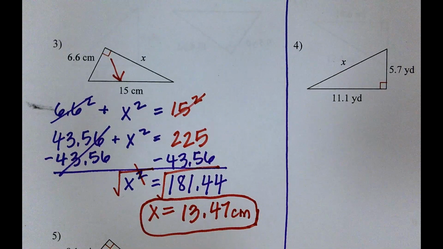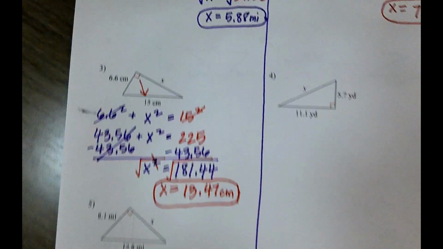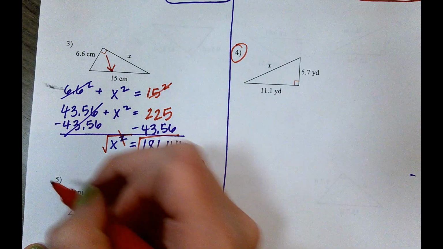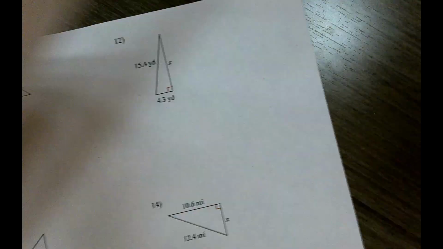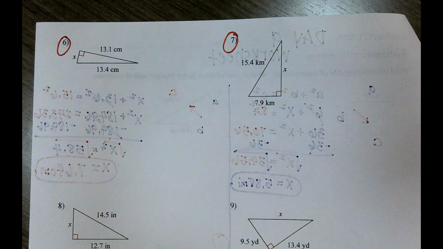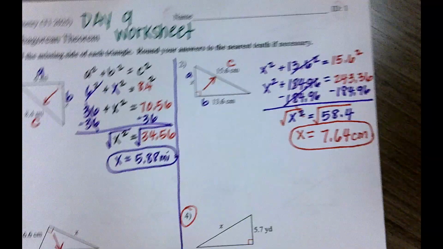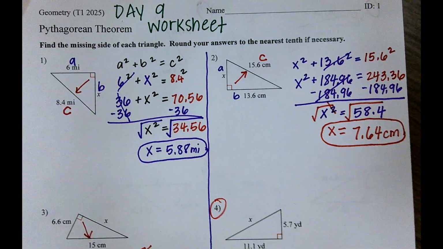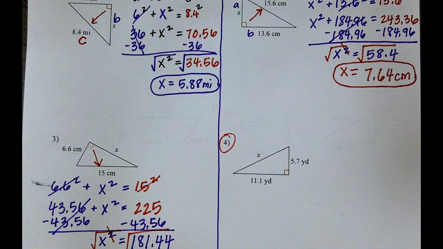Okay, so that was number 1, 2, and 3. I would like for you to try to do number 4, 5, 6, and 7 on your own. I'll set a timer. Now, if you get further than that, feel free to keep going. But I'm going to give you 15 minutes. Try as many as you can. I'm going to pause this.